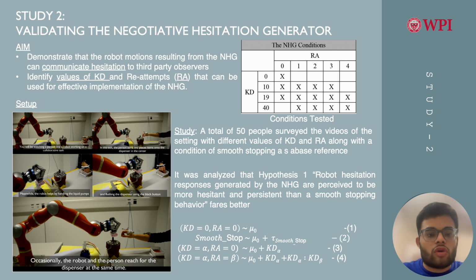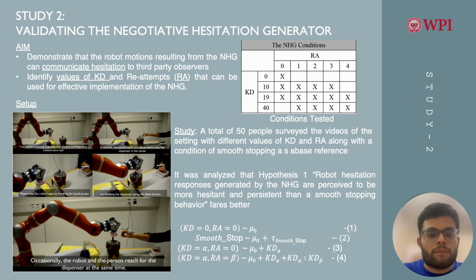The KD values are shown over here as 0 mm, 10 mm, 19 mm and 40 mm. RA means the number of reattempts made by the robot. When hesitation is encountered, a robot retracts a KD distance and then reattempts to reach the dispenser and press it using a quintic spline. The number of reattempts is 0, 1, 2, 3 or 4. This is also surveyed along with a condition of a smooth stopping, which was taken as a base reference.